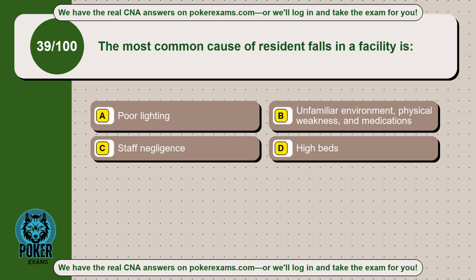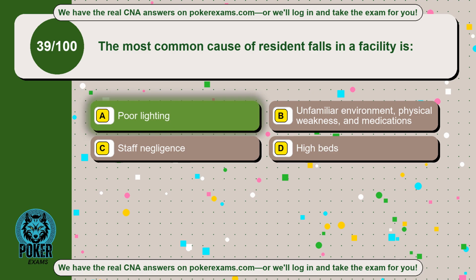Question 39. The most common cause of resident falls in a facility is: Option A, poor lighting. Option B, unfamiliar environment, physical weakness, and medications. Option C, staff negligence. Option D, high beds. The correct answer is option A, poor lighting.